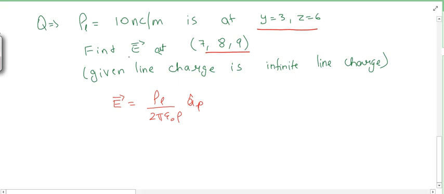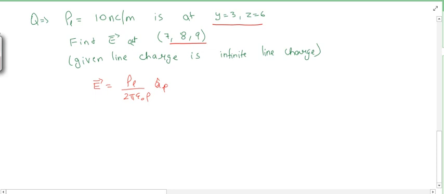So you don't have to be confused by the a rho. When we derived this formula, the line charge was on the z-axis, but here the line charge is at the location y equals 3 and z equals 6. That is, it is parallel to the x-axis and passing through these coordinates of y equals 3 and z equals 6, because to define a line it has two constants and one variable.